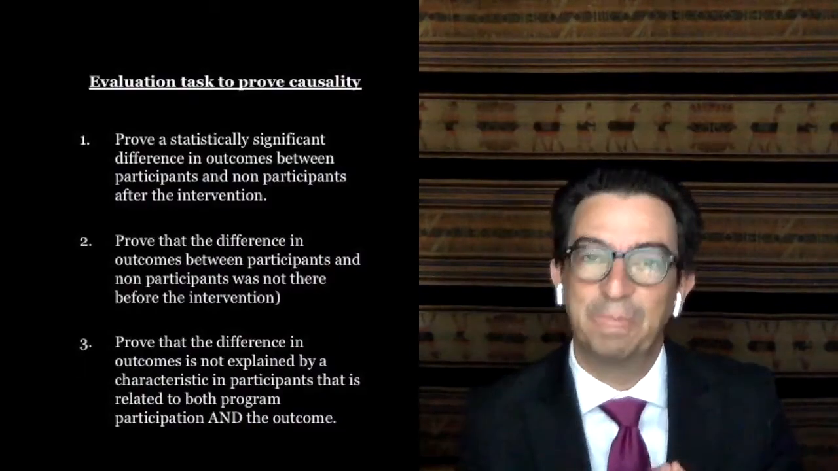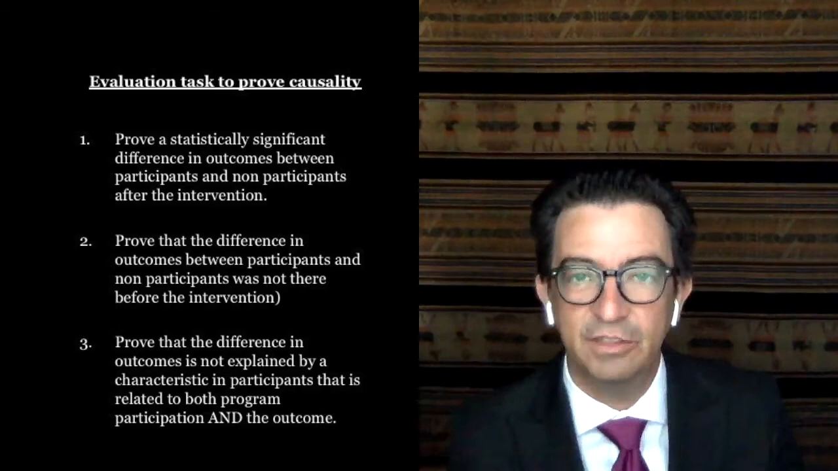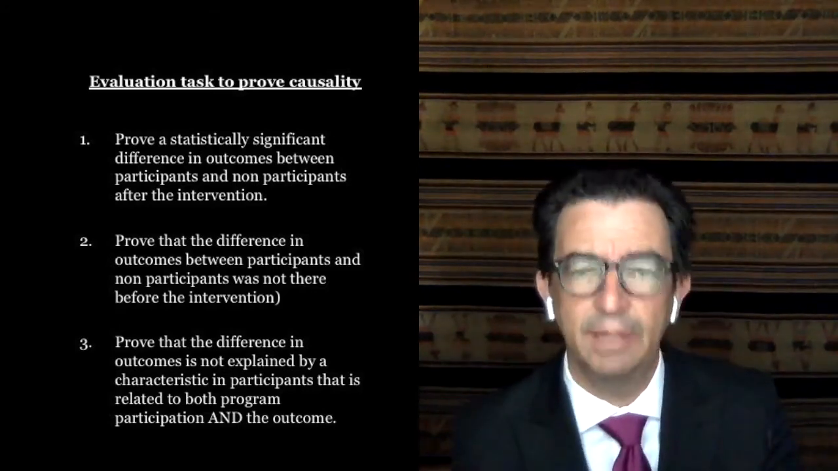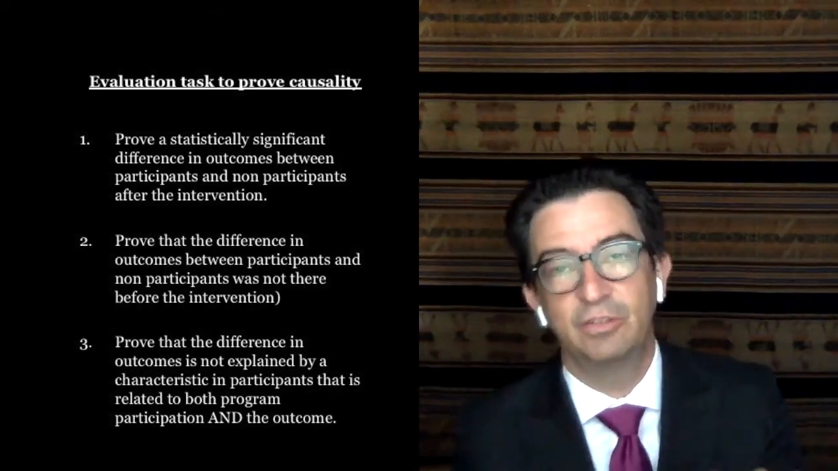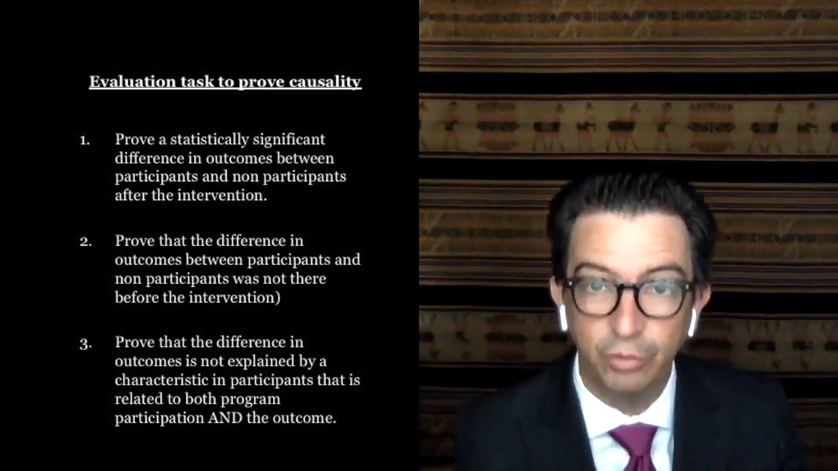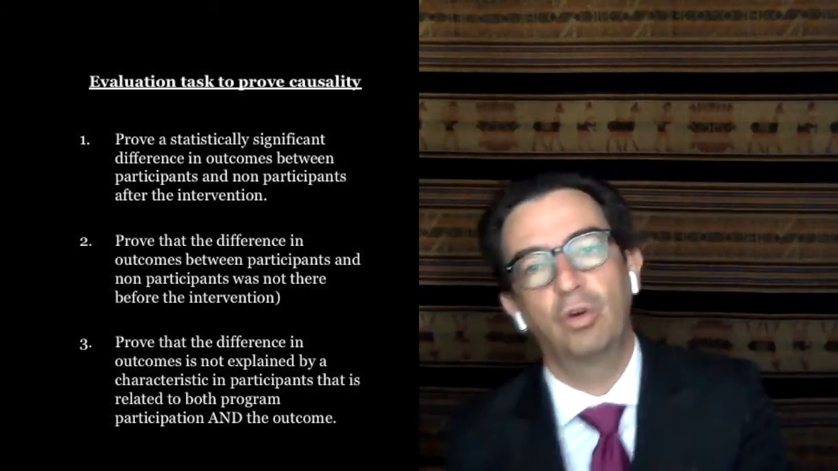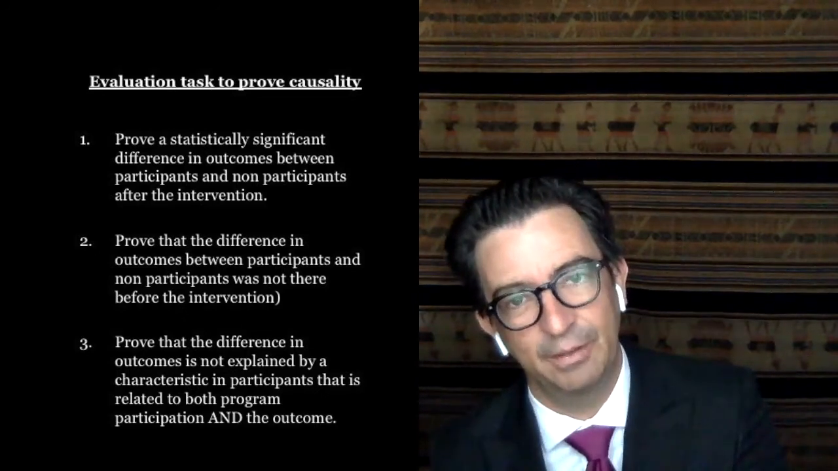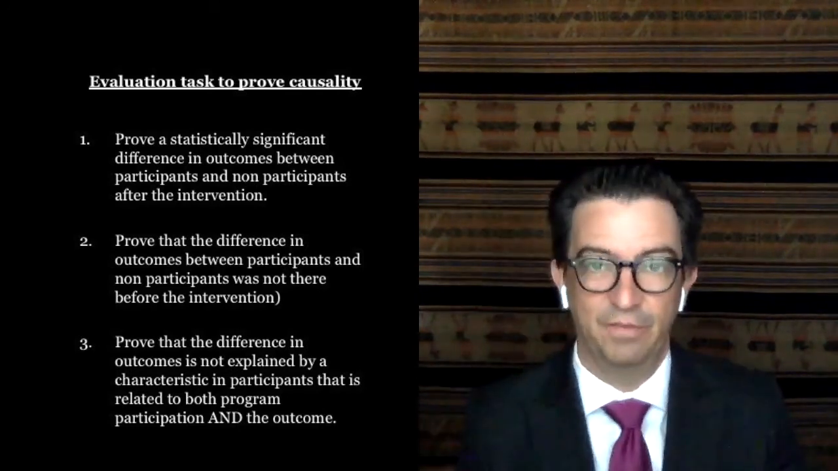In the world of evaluation, when we apply these criteria for nomothetic causality, we need to prove, first, that there is a statistically significant difference between participants and non-participants, right? This is what would allow us to see if there's a relationship between participation and some outcome. We also have to prove that the difference between participants and non-participants was not there before the intervention, right? If the difference was there before the intervention, then we cannot say that the program caused this difference.